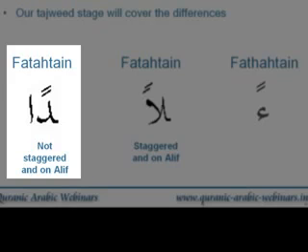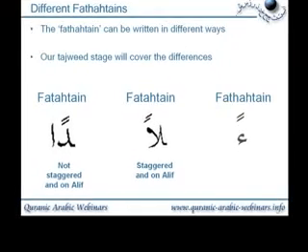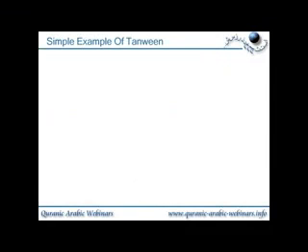Here we have the letter dal with the fathatain, and again they've added in the alif, but this time you see they've put the fathatain directly above the dal. However, it's pronounced as you would expect. It will be dan, and it's not staggered, indicating a special Tajweed pronunciation rule. So they're the different ways you might see it. Again, with the hamza and the ta marbuta, it will be written without the alif normally at the end of a word.